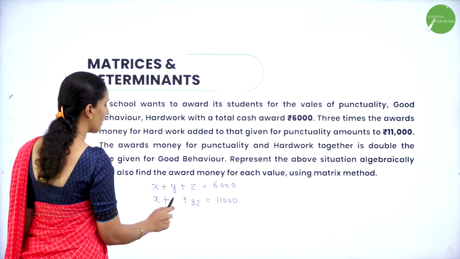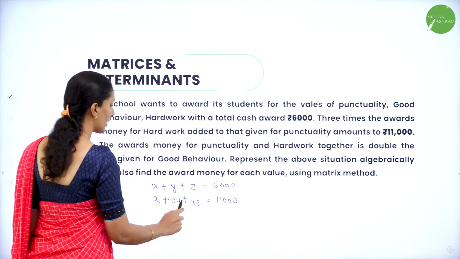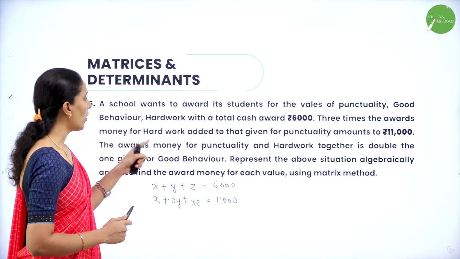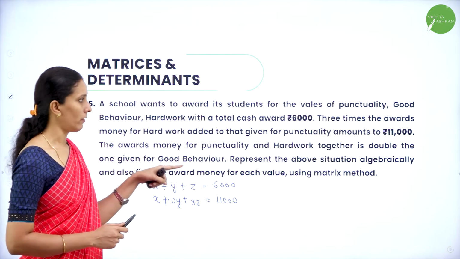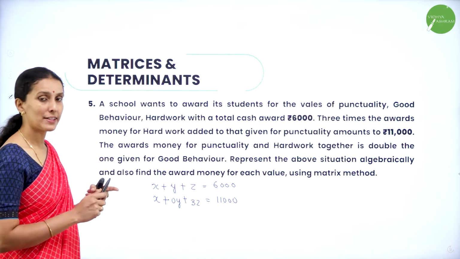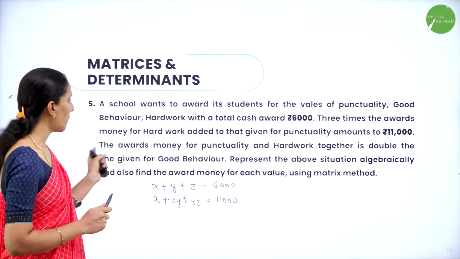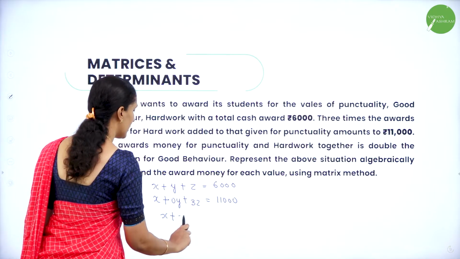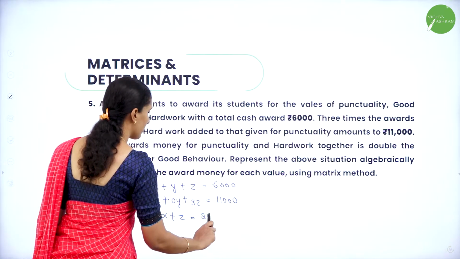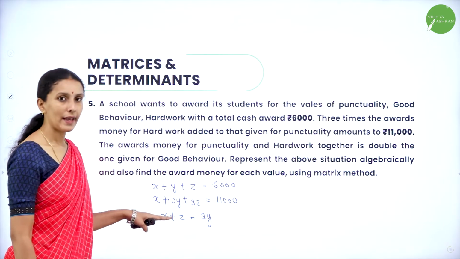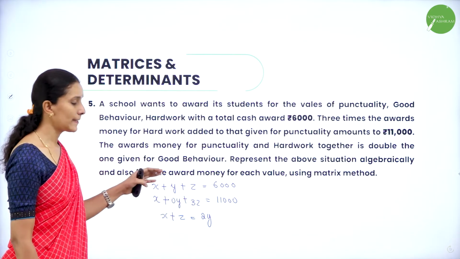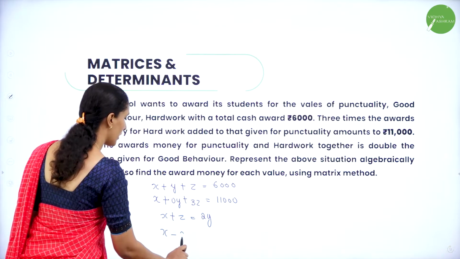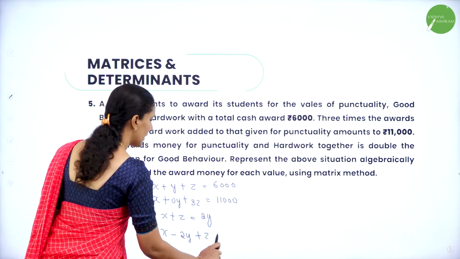That means we don't have any good behavior here. So we will write it as 0 into y. Next, they have given the award money for punctuality and hard work. So punctuality and hard work, that means x plus z together is double that of good behavior. That is x plus z is equal to 2y. So this equation can be written as x minus 2y plus z is equal to 0.